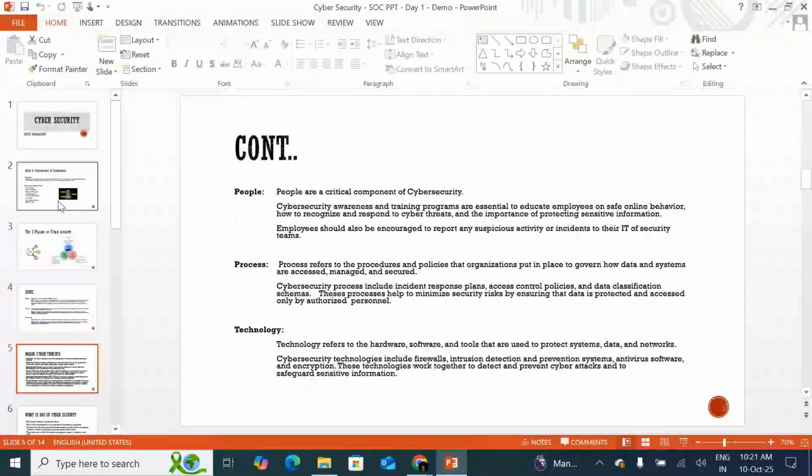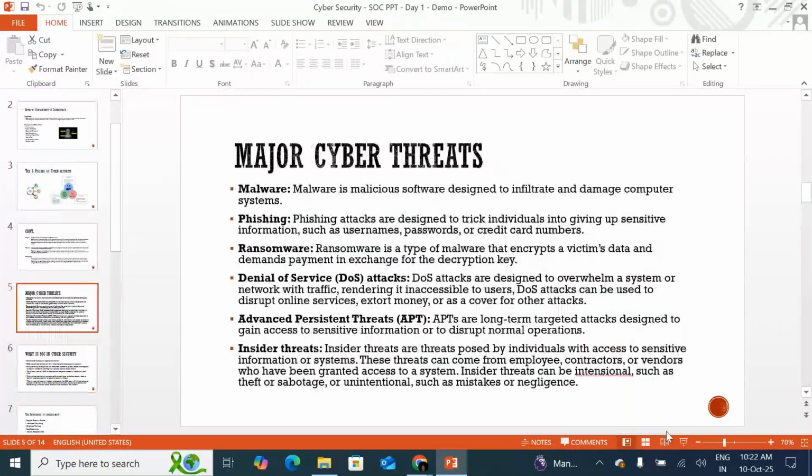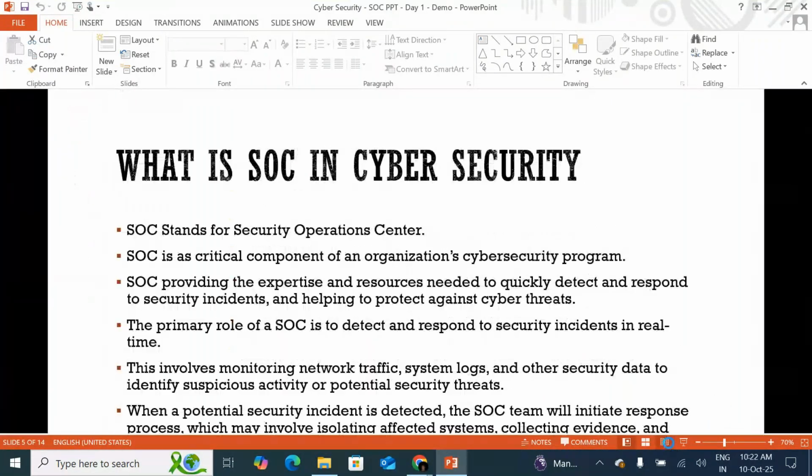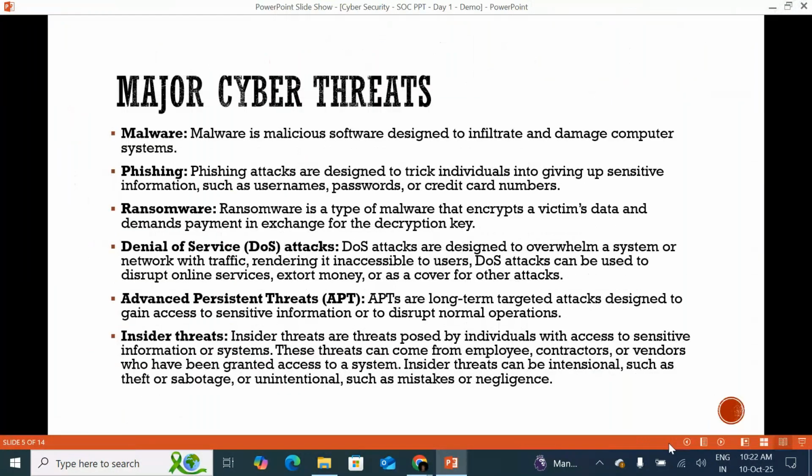Major cyber threats. What are the major cyber threats? Maybe malware, phishing, ransomware, denial of service like DoS attack or DDoS attack, advanced persistent threat, APT, or insider threats. So first, malware. What is malware?